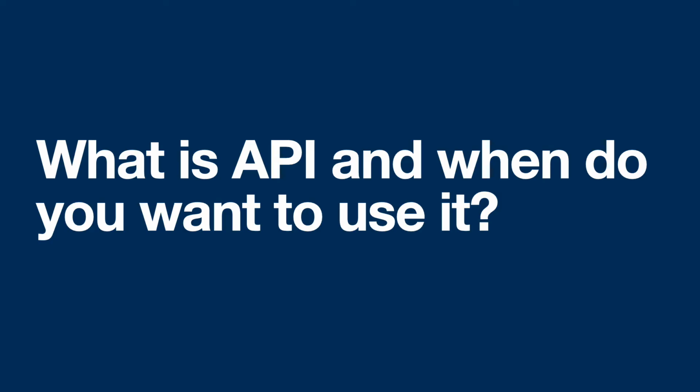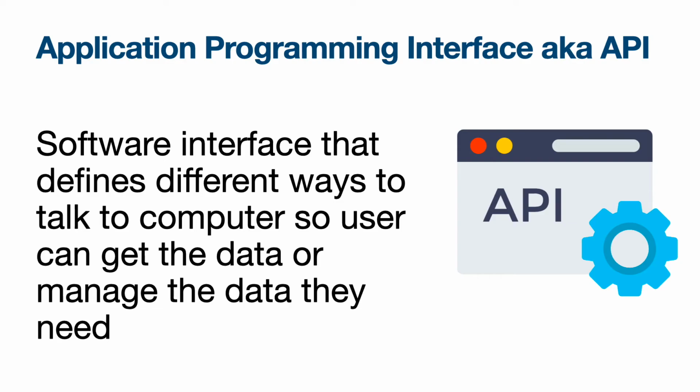So what is an API and when do you want to use it? API stands for Application Programming Interface. By definition, it is a software interface that defines different ways to talk to a computer or a service so users can get the data or manage the data they need. How one defines an API is really up to the application service designer or programmer. You'll find many app services decide to abstract away some data calls, protect important data through a security token or password, and expose them in different formats.